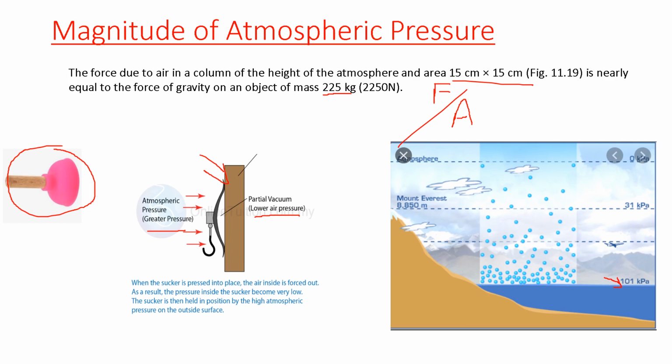As we move higher, the atmospheric pressure keeps on reducing because the amount of air is reducing. Up to the height of Mount Everest, that is around 8,850 meter, almost near 9 kilometer, it is around 31 kilopascal. That is 31,000 Pascal. And at the end of the atmosphere, it becomes 0 Pascal. So these are the values of atmospheric pressure at different heights on Earth.